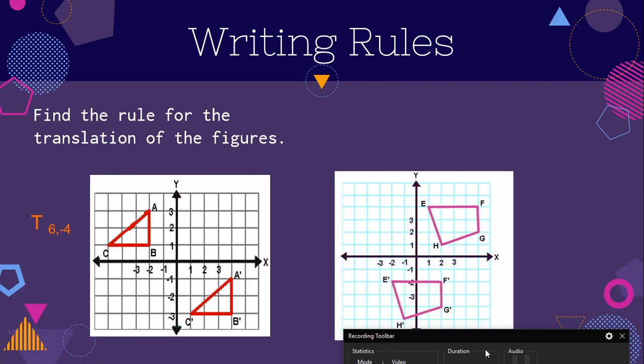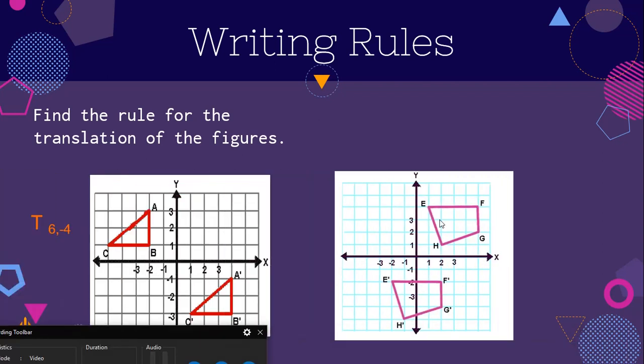In the second example, again, you can just pick one vertex to focus on. If I focus on G, I have to move 1, 2, 3 to the left. Moving to the left is -3, and then I'm going to move down 2, 3, 4, 5, 6. So -3, -6, and there's my translation rule, left and down.